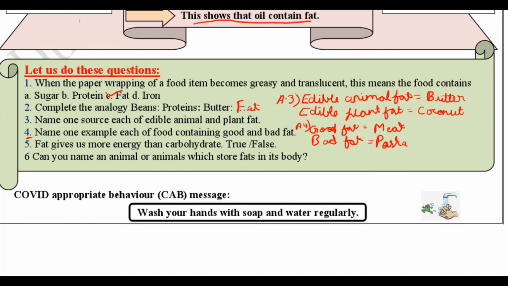This is even a bad fat because it is a fast food and fast food comes in the category of bad fats. Next is: fat gives us more energy than carbohydrates. True or false? So it is true. Fat gives us more energy than carbohydrate. Next is, can you name an animal or animals which store fats in their body? So we have to name one animal or two animals. So first one will be obviously a bear, because a bear goes to hibernate in the winters, so it stores fat. And next one we can take camel. Why? Because as you can see camels have humps, so in those humps camels store fat and water, okay.